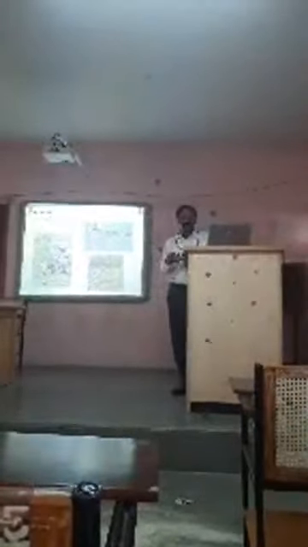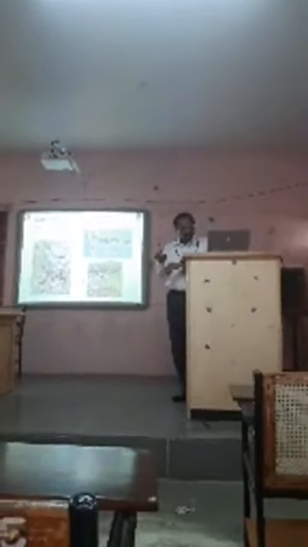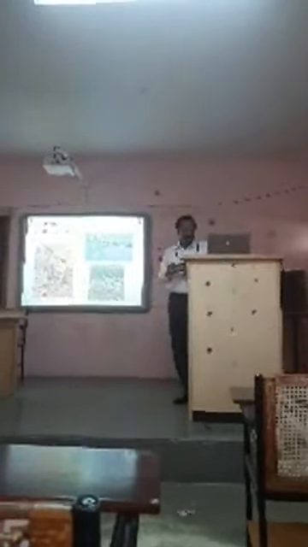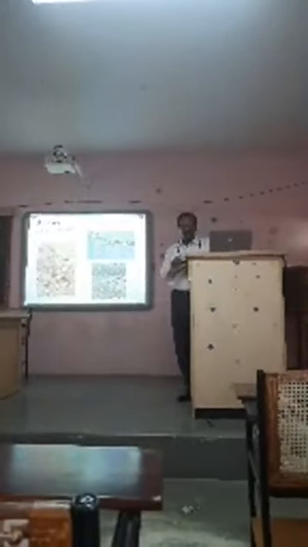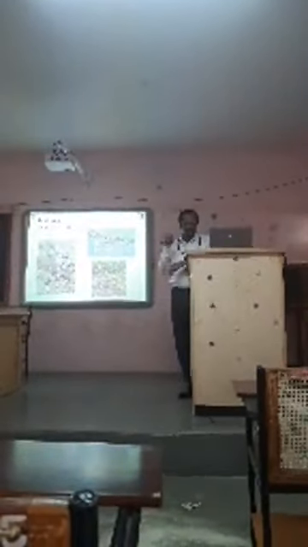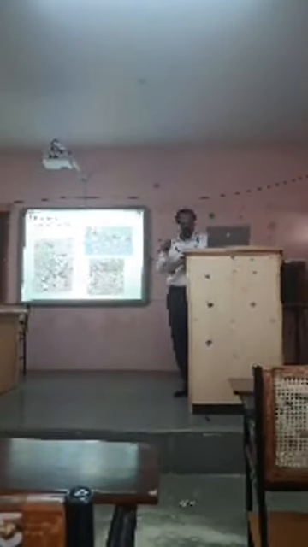Now, another important production constraint is the root rot complex. Root rot complex, as I already mentioned, is the complex of Rhizoctonia, Pythium, Sclerotium, and Fusarium oxysporum. In Rhizoctonia, what happens is there will be shredding of the bark. Once Rhizoctonia occurs, there will be shredding of the bark.